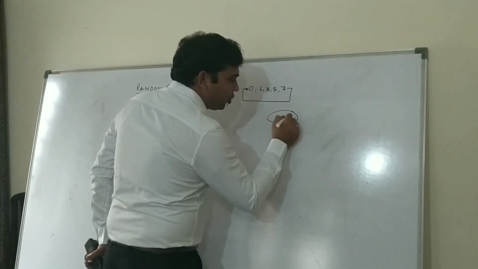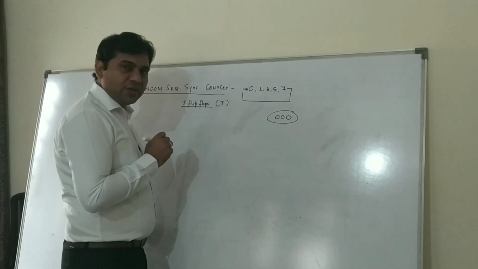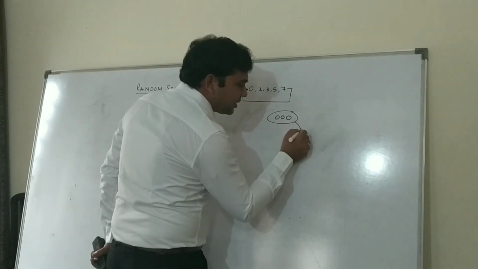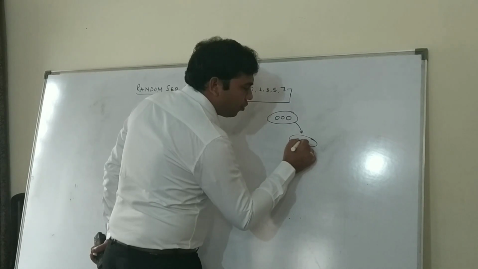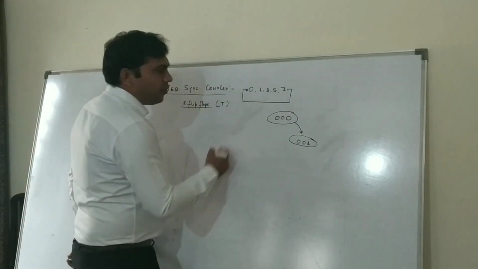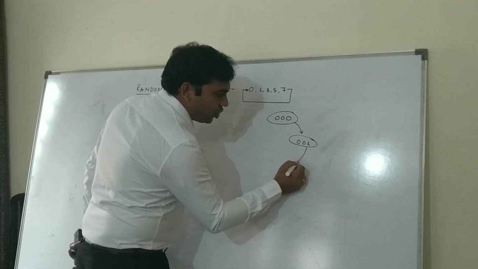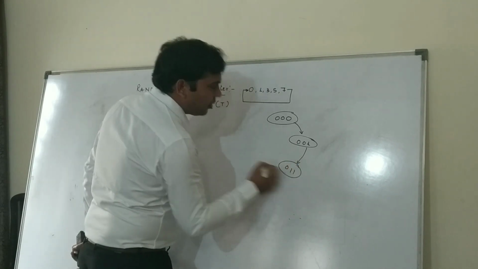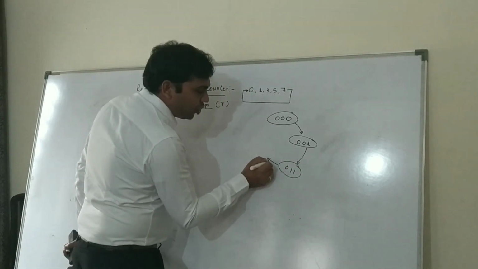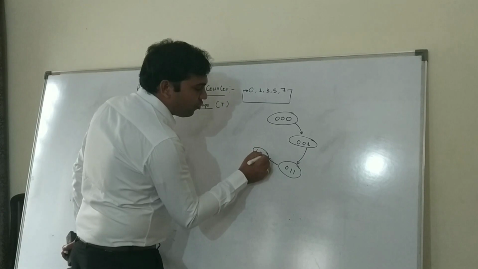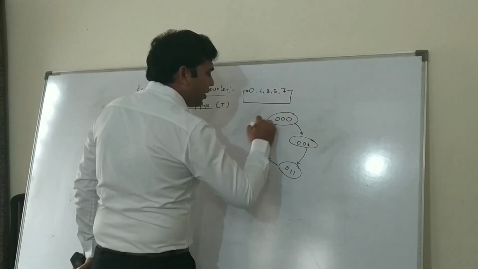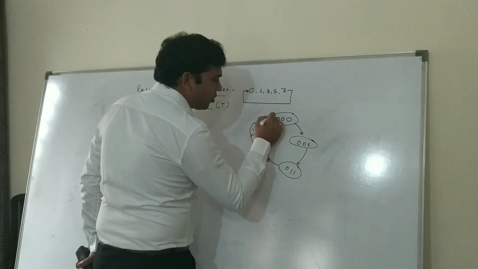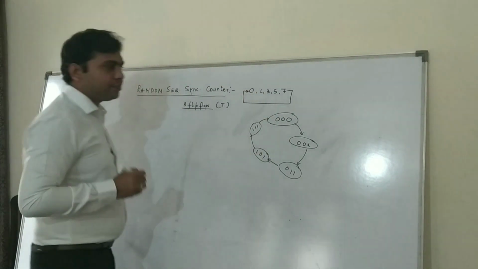0, 0, 0. If the counter is in a state of 0, 0, 0, what should be the next state? The next state is, let's say, 0, 0, 1. What should be the next state? 0, 1, 1. What should be the next state? 1, 0, 1. What should be the next state? 1, 1, 1. And then from 1, 1, 1, it should go back to 0.